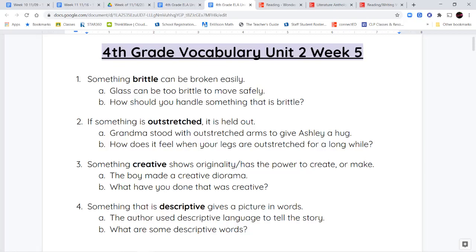Your next word is the word outstretched. So if something is outstretched, it's being held out. So if you have your arms outstretched, you're holding your arms out. If you have your legs outstretched, you've got your legs stretched out.